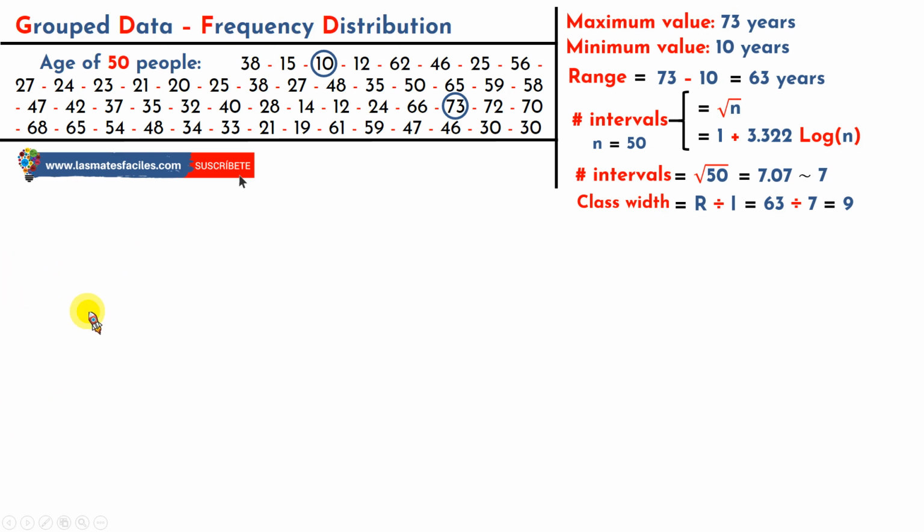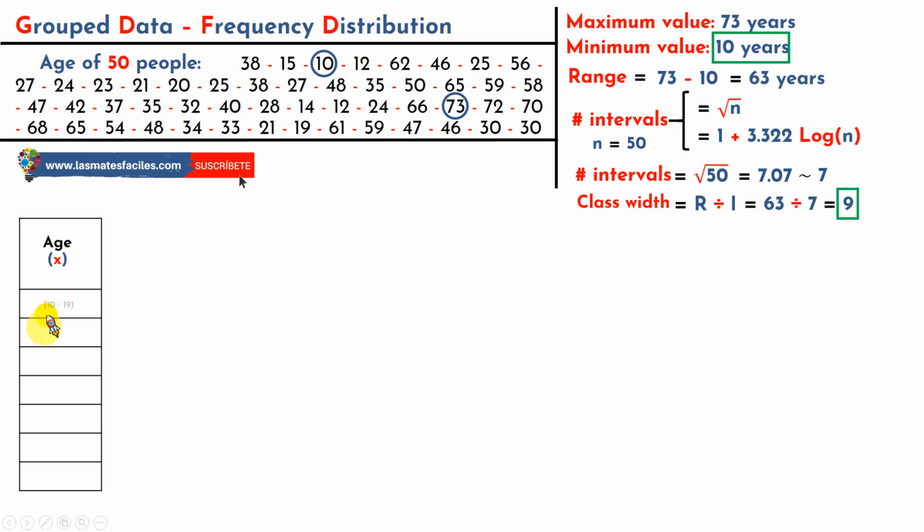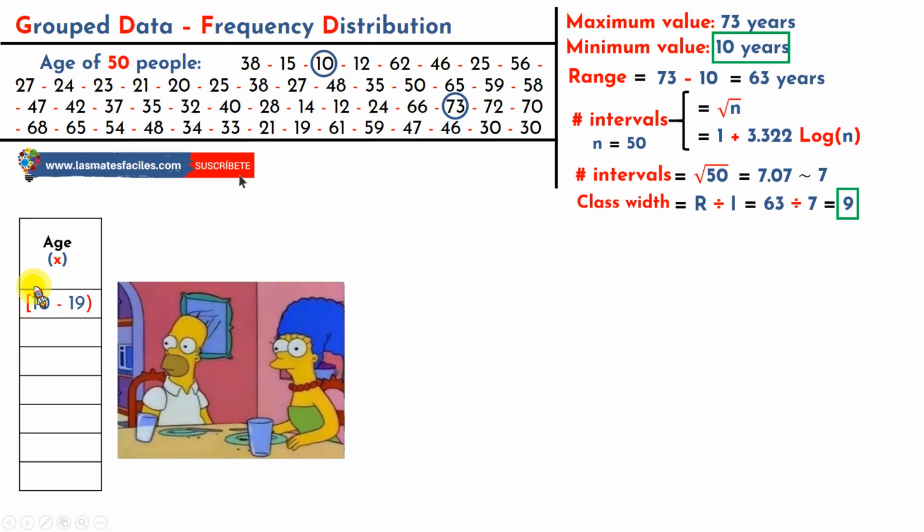Now we are going to build the table. The variable x for me in this case is age, and I place 7 rows because there are 7 intervals. The first interval starts from the minimum value, 10 years. The class width is 9, which means the first interval goes from 10 to 19 years. But be careful with the following. We use a bracket on the 10 because we are going to include those who are 10 years old. I place a parenthesis on 19 because I'm not going to count those who are 19 years old. Those who are 19 years old will be counted in the next interval.